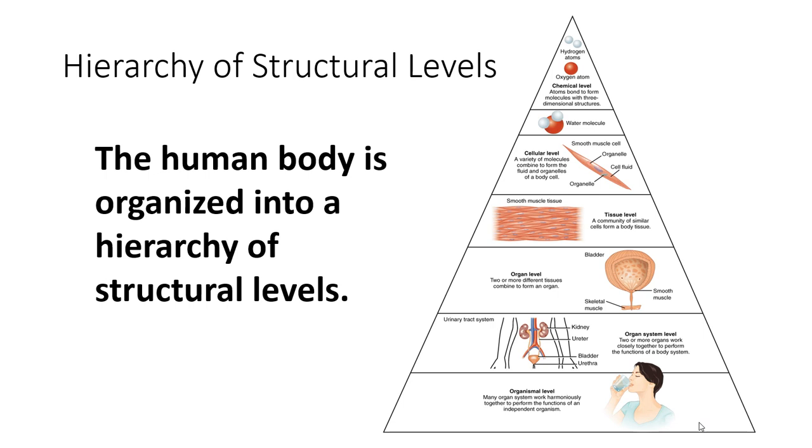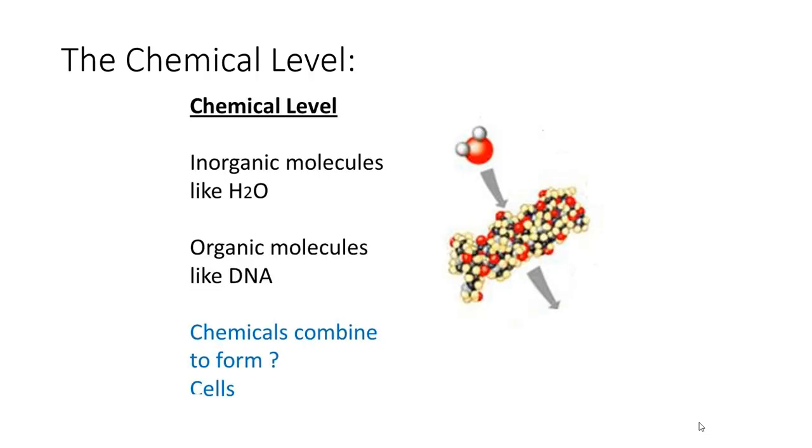So next, let's look at the levels of organization, or the hierarchy of structural levels. The human body is organized into a hierarchy of structural levels, starting from the most microscopic to the macroscopic organism level. So you need to make sure that you are familiar with these levels and that you can list them from the smallest level to the largest.